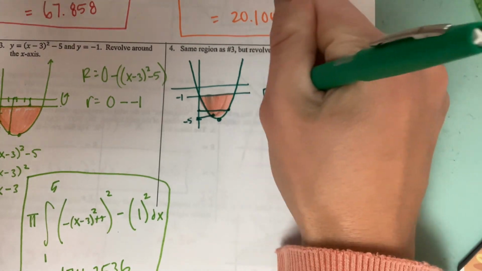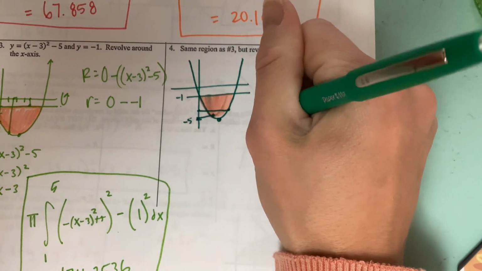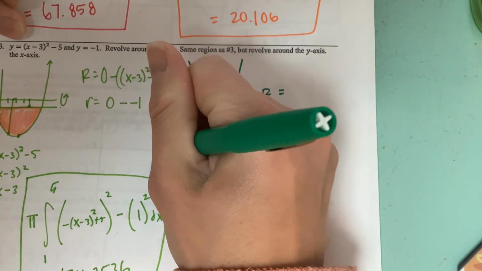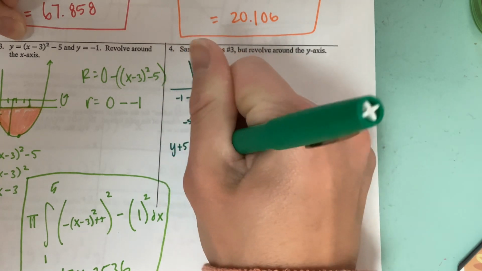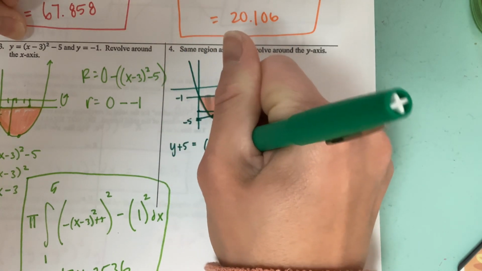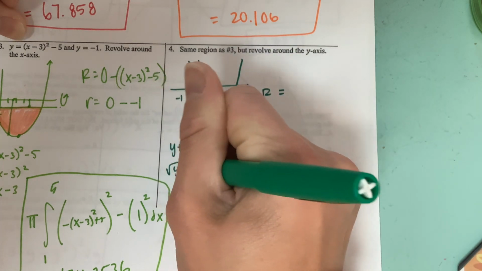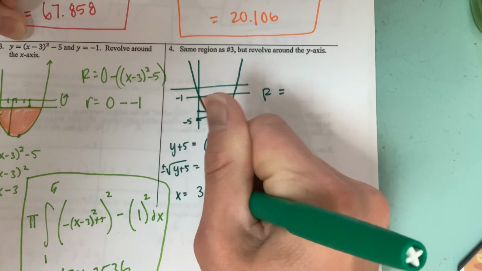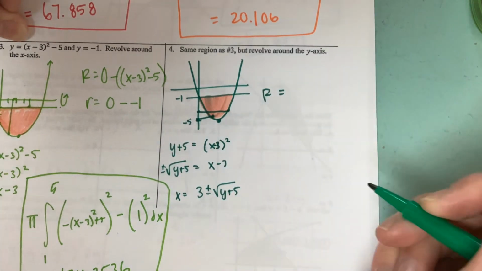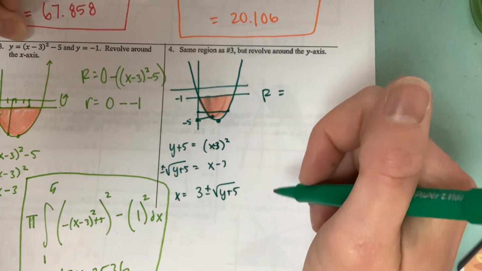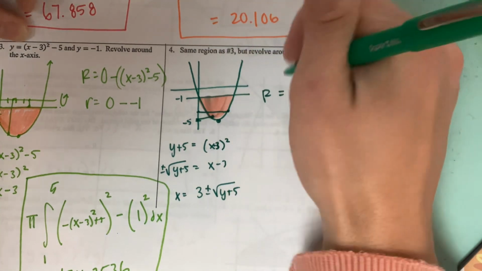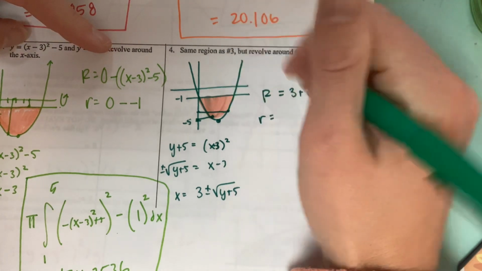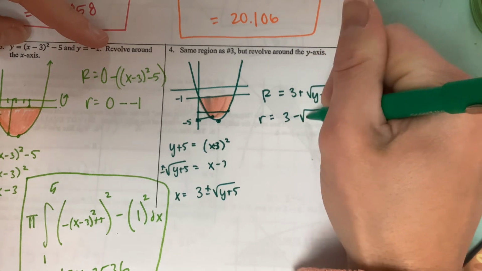All right, so big R, we have to solve these. All right, y plus 5 equals x minus 3 squared, square root with a plus or minus equals x minus 3. So x is going to equal 3 plus or minus the square root of y plus 5. All right, perfect. So big R is going to be the positive side, so 3 plus the square root of y plus 5, and little r is going to be the negative side, so 3 minus the square root of y plus 5.